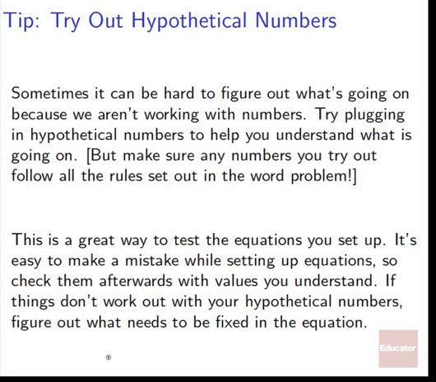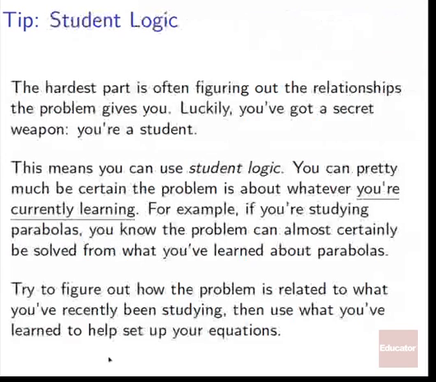So if you have difficulty setting up equations, try plugging in hypothetical numbers to understand what's going on in there. It's easy to make mistakes when you're setting up equations, so check them afterwards by plugging in hypothetical numbers if you're not sure. You can plug in a number that you understand what should happen there, and then you'll see, oh yeah, that makes sense. And we'll see some examples when we work on the examples part of this lesson. If things don't work out with your hypothetical number, you know you made an error in your equation, or possibly an error in your hypothetical number, and there's something you need to go back and work on. Make sure you fix it before you move on and try to solve it.